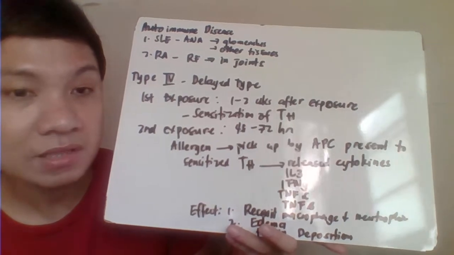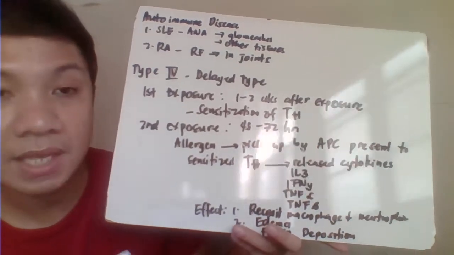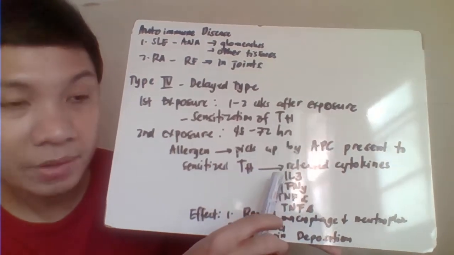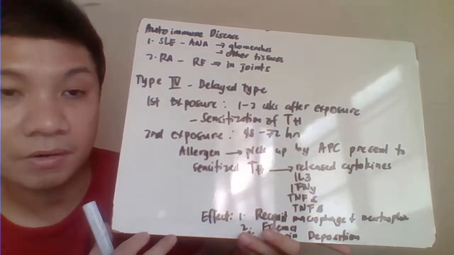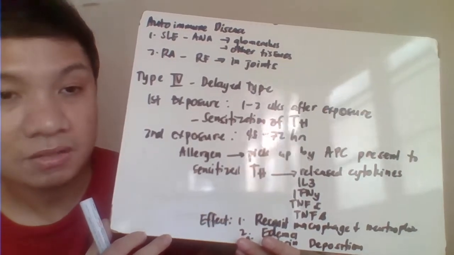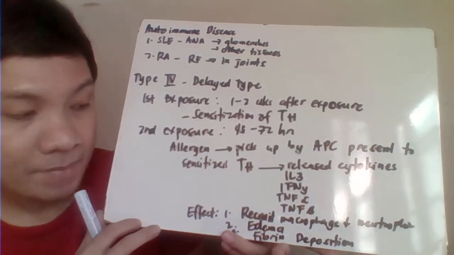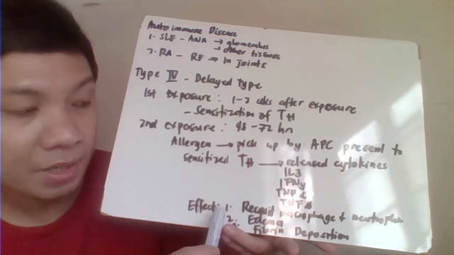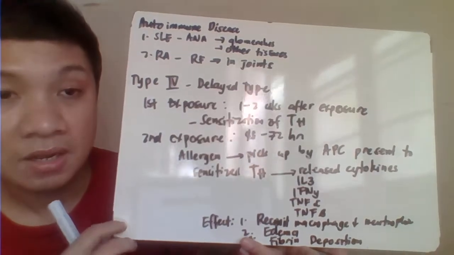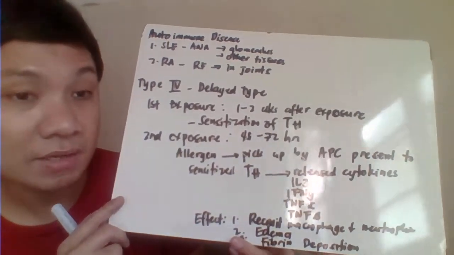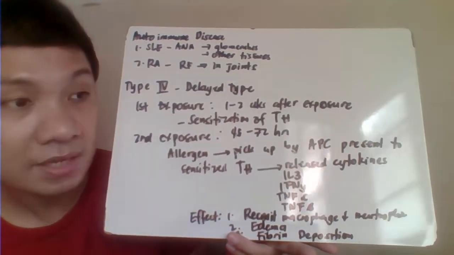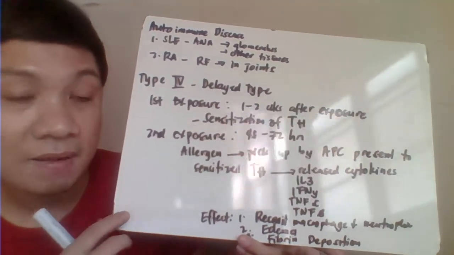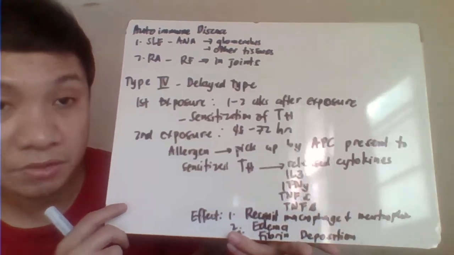And after 48 to 72 hours, it will trigger your sensitized T helper to release cytokines, which are interleukin-3, gamma interferon, tumor necrosis factor alpha, and also tumor necrosis factor beta. The release of these cytokines is responsible for the manifestation of our allergic reaction. We attract phagocytes to where the tissue injury or the allergen is. This also results in edema and fibrin deposition.